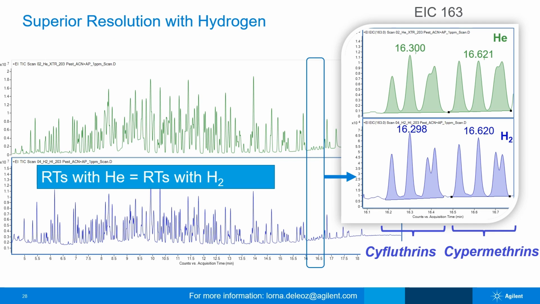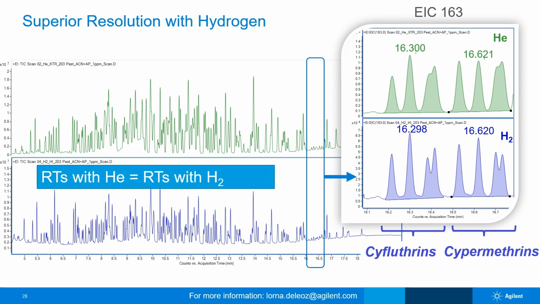If we look closer, we will see that a better chromatographic resolution can be achieved with hydrogen. We have two groups of pyrethroids eluting here. They are cyfluthrins 1, 2, 3, 4 on the top, and then cypermethrins 1 through 4. When we are using hydrogen carrier gas with a corresponding column configuration, as shown on the bottom, we can get better chromatographic resolution while maintaining the same retention times and elution order for these isomers.